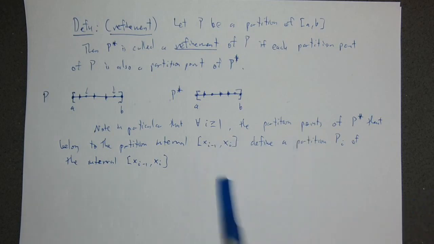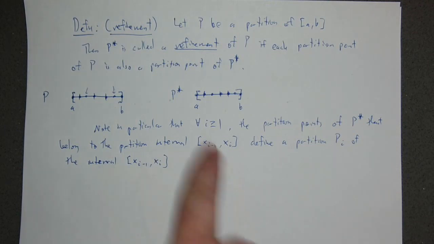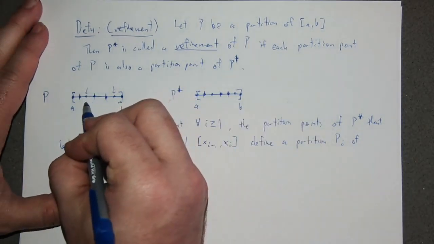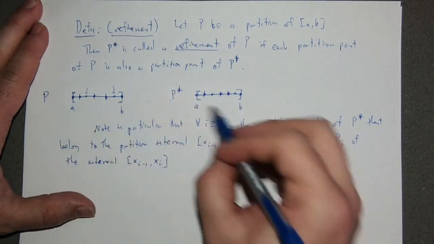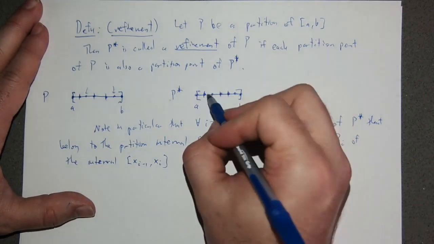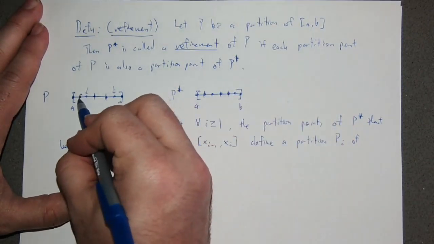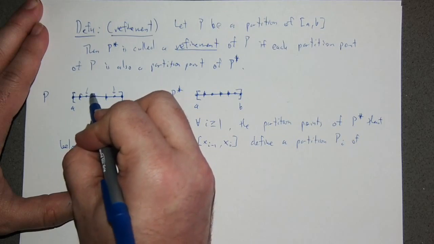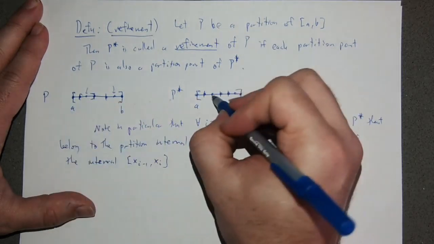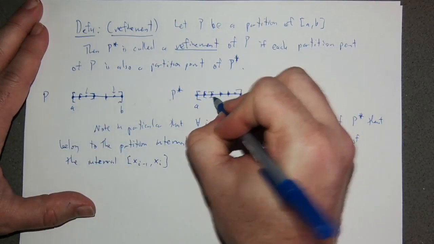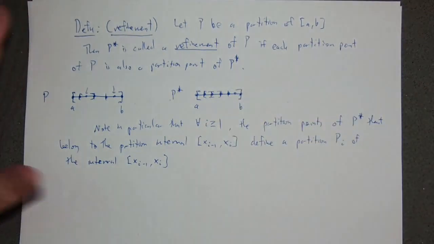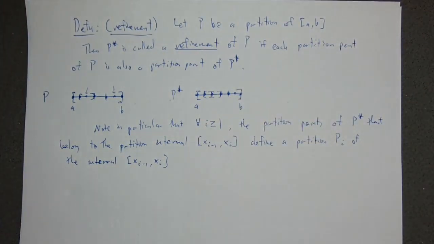So it's just the partition that does nothing. It just considers the interval as a single subinterval. But in general, it's going to be partitioning. So for instance, we added in a point here in between these two in P. So in P star, I get a partition of this. So this was a single subinterval in my original partition. This gets partitioned, right, into these two pieces in P star. Okay, so that's another way of looking at it.